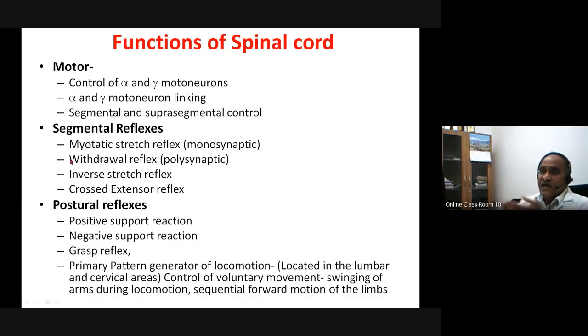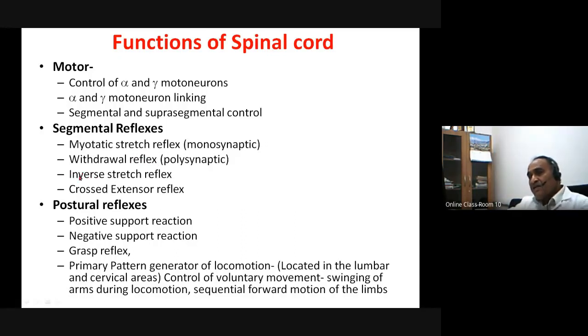Another reflex is the polysynaptic reflex, especially the withdrawal reflex. When you touch a hot plate, you withdraw your hand. This withdrawal originates from nociceptive, painful inputs, and these painful inputs try to protect you or withdraw you. These are called flexor reflexes, so that means withdrawal reflexes.